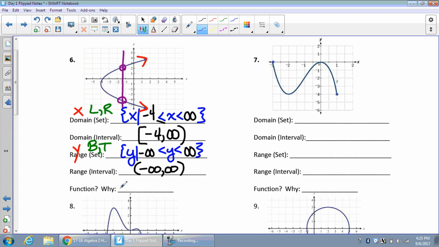So, is it a function? No. Fails VLT, crosses twice. And we're done with number 6.